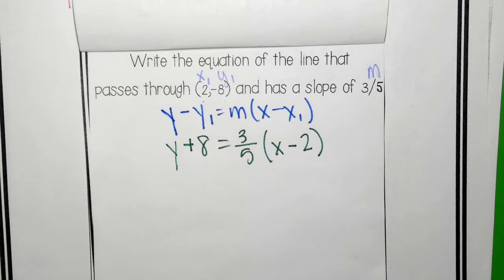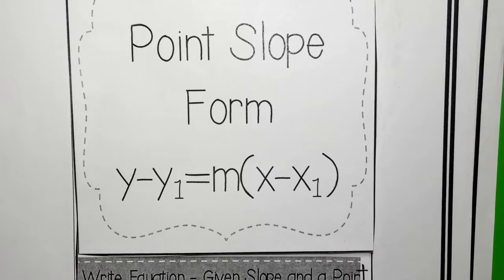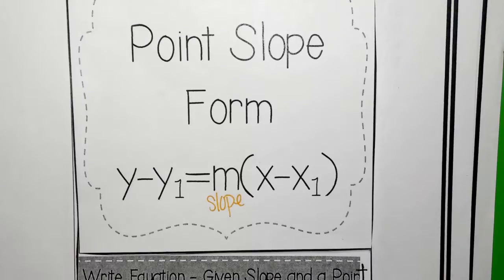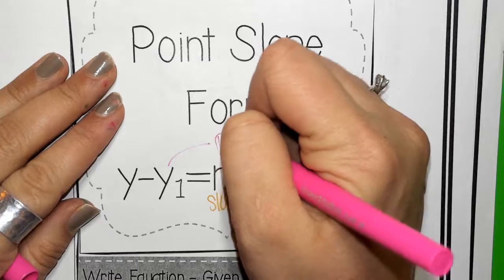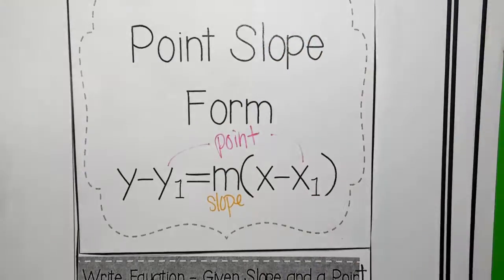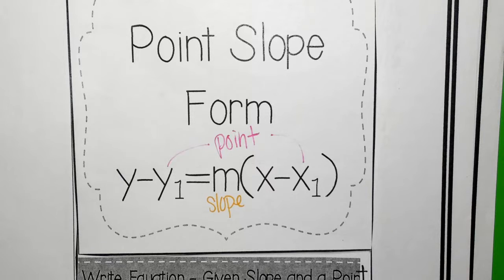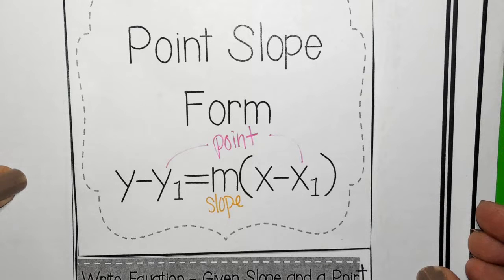What's our test? Next Friday. So I want you to please make a note here on this. M is the slope. And this is your point. They're usually not going to need a Y in it.